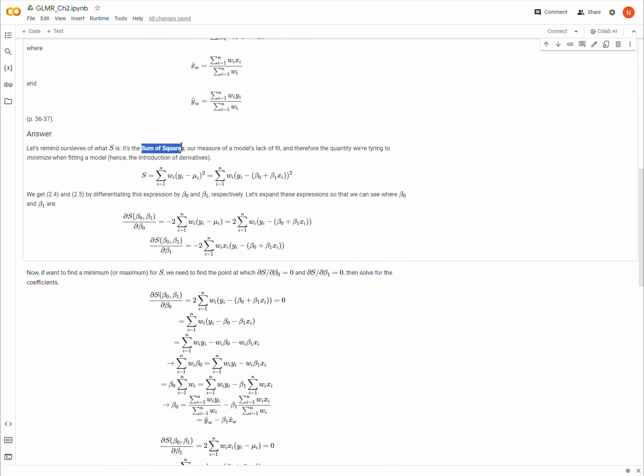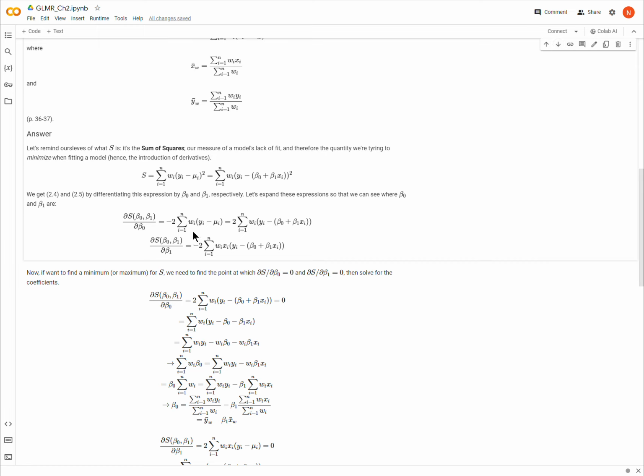So let's remind ourselves of what the function S is. It's just the sum of squares, and this is the expression for the sum of squares. It's the actual value minus the predicted value squared, and then we sum all of those, hence the sum of squares. And because mu here, the expected value of y, is just our linear predictor, I can rewrite it like this. Okay?